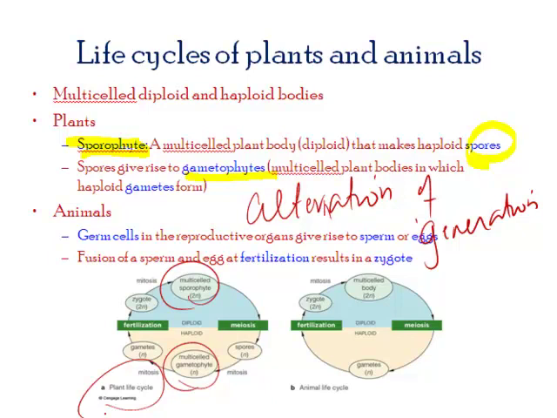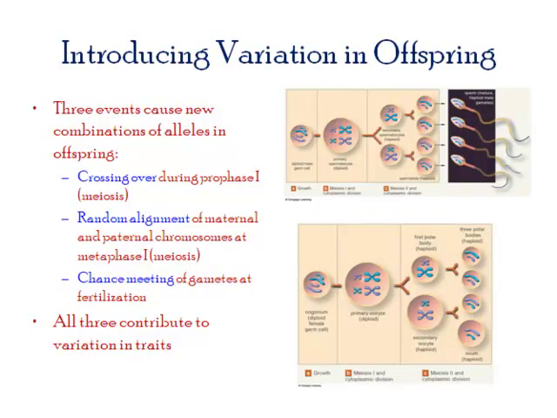We see more of the germ cells producing the sperm and the egg, and the fusion of the sperm and the egg giving you fertilization that results in a zygote. So there's a little difference. You don't really see a sporophyte stage in animals. You usually see the gametophytic stage, but plant cells do have both spore forming and zygote forming processes.